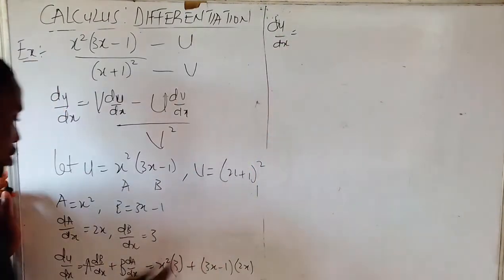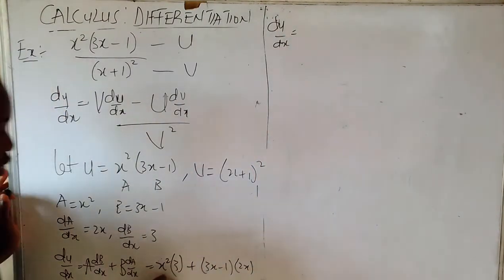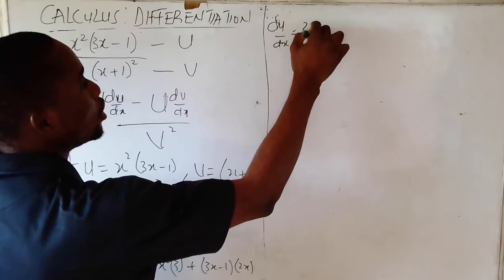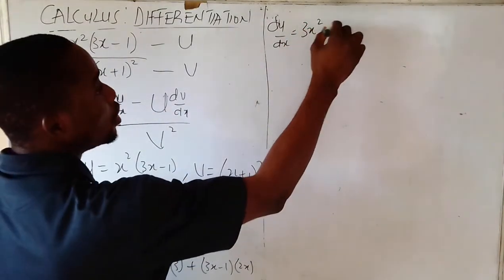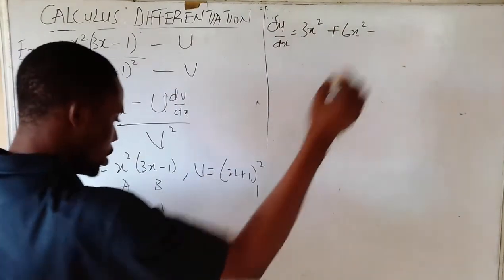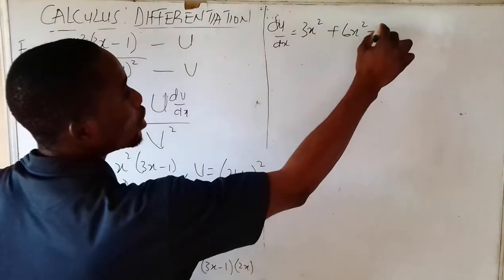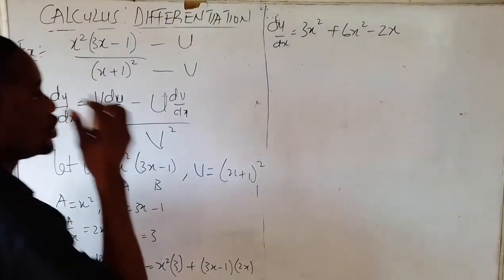du/dx will be equal to 3x squared plus 6x squared minus 2x. That is my du/dx.